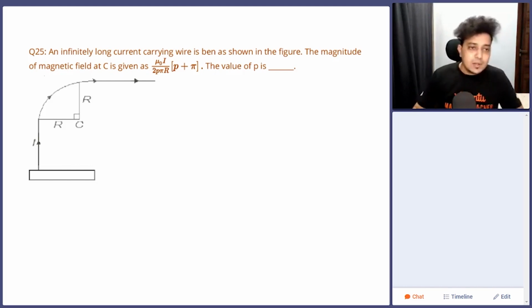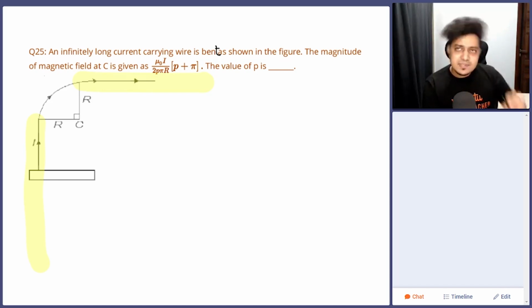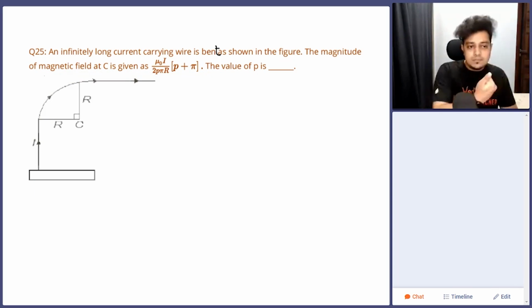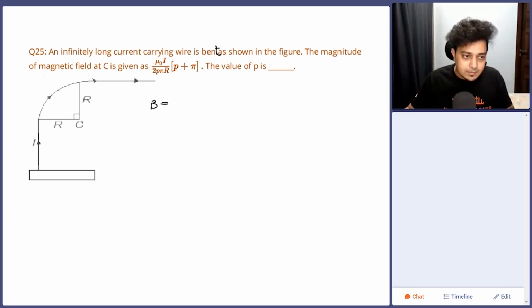In this question, an infinitely long current carrying wire is bent in the form shown in the given figure. You can see the magnitude of the magnetic field at point C is mu naught I upon 2 P pi r, P plus pi. What is the value of P here? So we will consider this wire to be semi-infinite wire, because they are long wires, and this is an arc with the angle 90 degree. So magnetic field by all of them will be going into the screen. You can follow the formula sign conventions. All of them will produce magnetic field into the screen. So if I call this part 1, this part 2, this part 3, it is twice the magnetic field produced by part 1 plus the magnetic field produced by part 2.